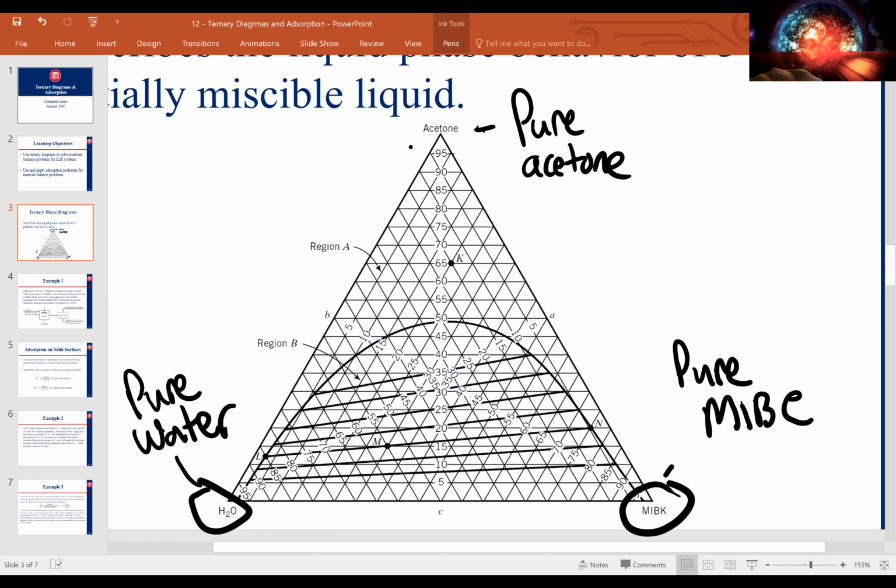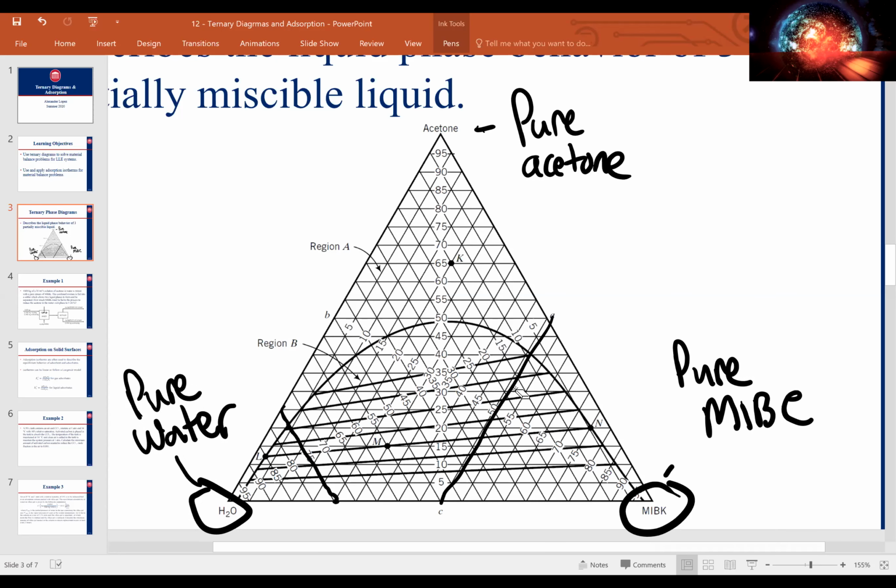And you'll note here, there's a 95, and that corresponds to a mole fraction of acetone of 0.95, where 95% acetone falls on this line. 50% acetone in this mixture falls on this line. And looking at water, you're going to be looking at the lines here. This is the 75% water per mole fraction line. This is the 50% water per mole fraction, and then MIBK is on this line.